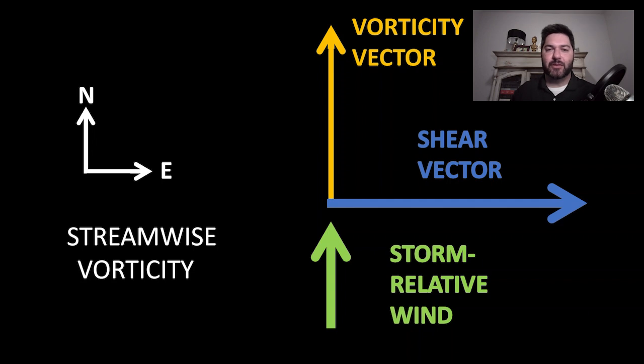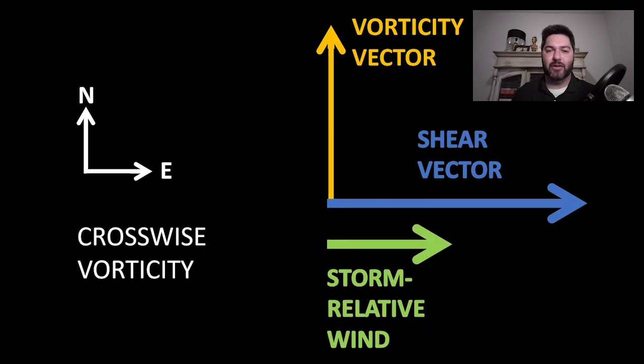So we talked about streamwise vorticity. Here's just another way of looking at it. Again, storm relative wind is flowing essentially parallel to the vorticity vector. Now, when it's opposite of that, that is known as crosswise vorticity. So it's orthogonal to the vorticity vector and is parallel to the shear vector. This is not good for tornadoes. You don't want to see that.